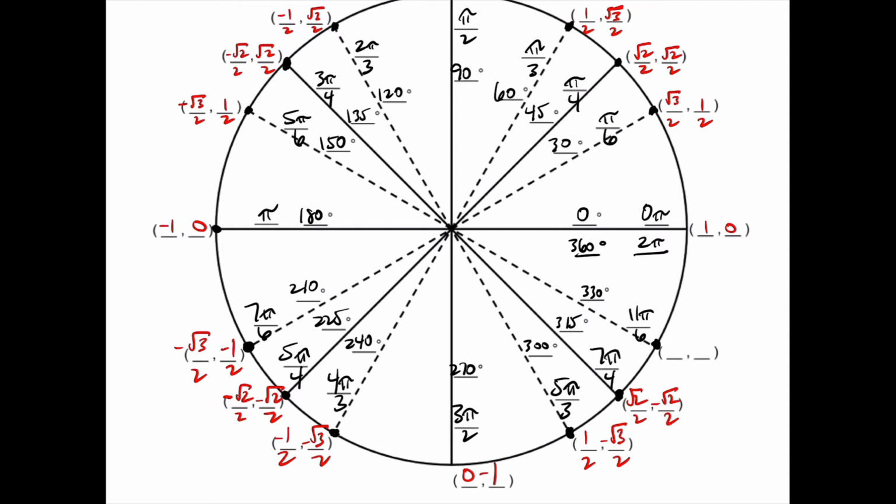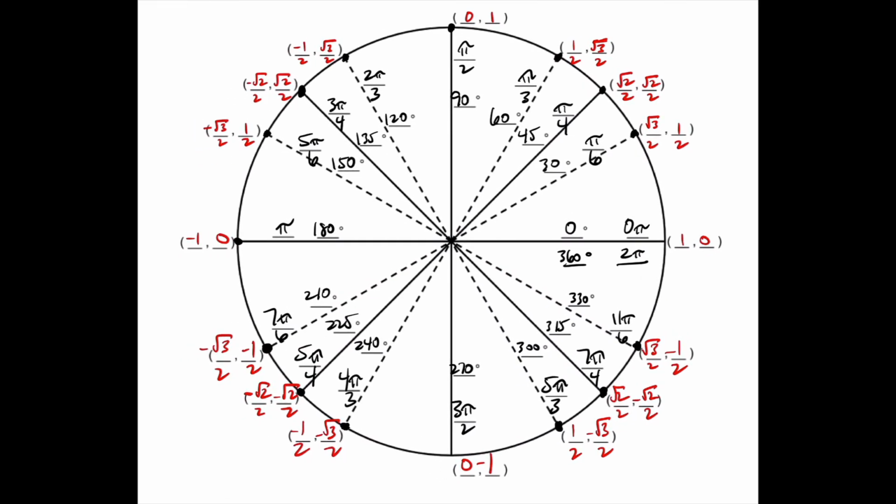Okay. Last one, 330. 330 has the same x as this guy here. So that's root 3/2. And it has the same y as this guy over here. They're just on the other side of the y-axis. Okay, so that's going to be negative 1/2. And we're done. We got it all labeled.